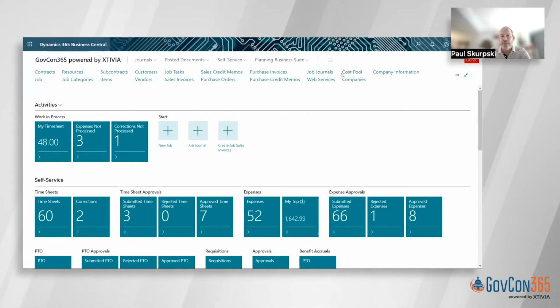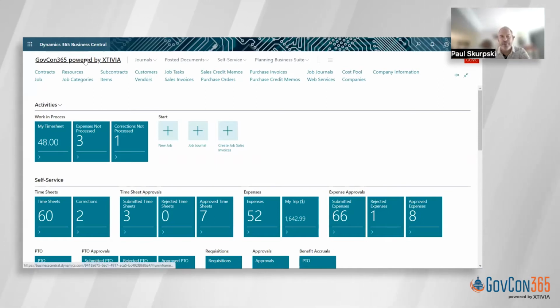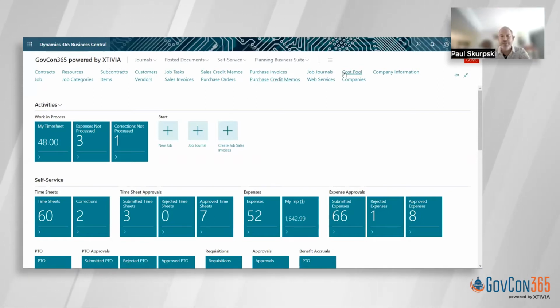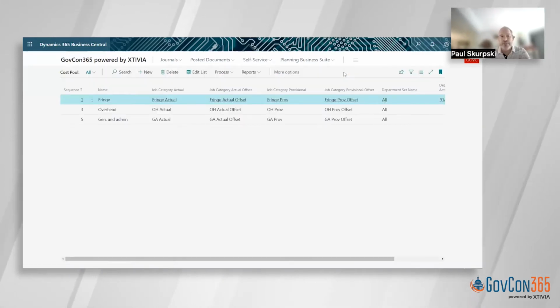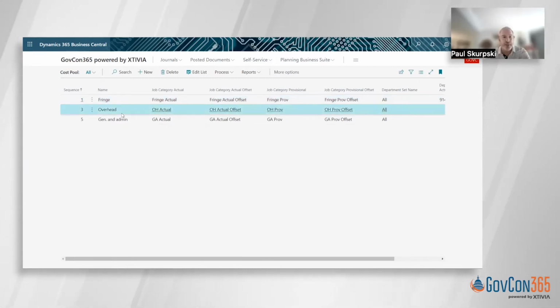Like Mark mentioned, today we're going to talk about your indirect rates, which inside of Dynamics 365 Business Central, the GovCon365 app, is set up under your cost pool setup. So this is the area where your indirect rates will be defined. It's fully configurable. So if you've got some unique requirements, the system is going to support, first of all, an unlimited number of indirect rates. And this is the place where both your final pools and any intermediate pool or service centers are set up.